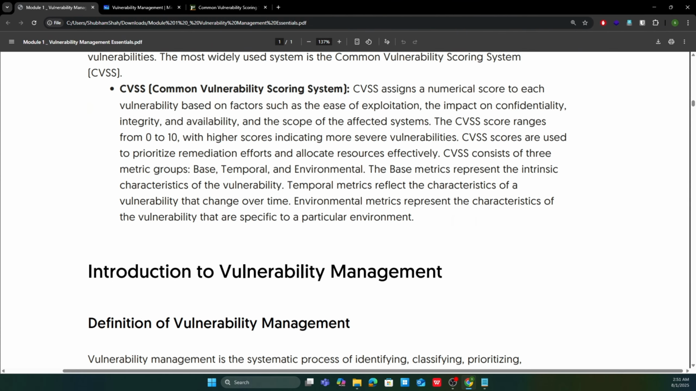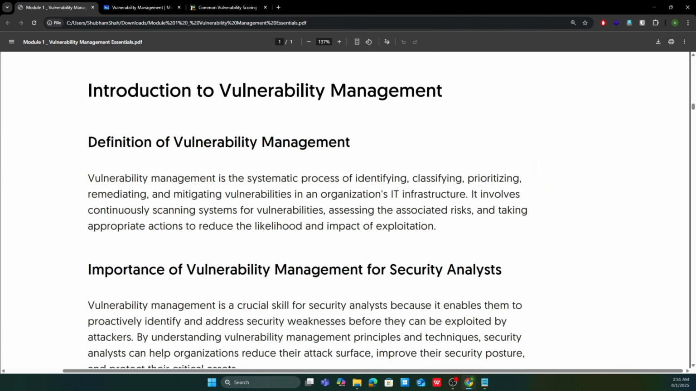Now we are moving to vulnerability management itself. We now have sufficient knowledge of what a vulnerability is. With that in mind, let's provide a formal definition of vulnerability management. Vulnerability management is a systematic process of identifying, classifying, prioritizing, remediating, and mitigating vulnerabilities in the organization's IT infrastructure. Everything sorted, we have to do.